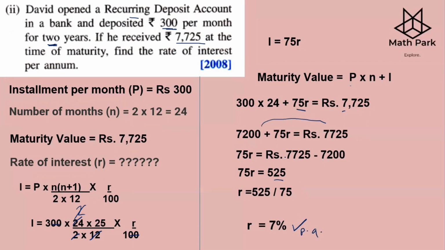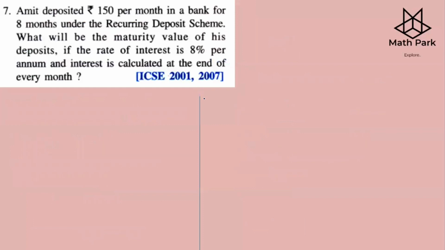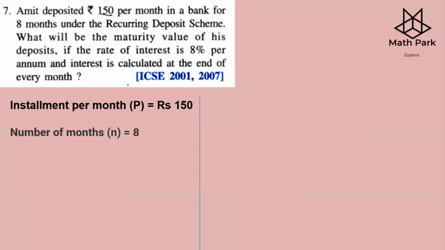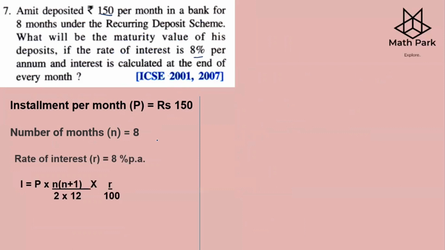Got it? Question number 7. Amit deposited rupees 150 per month in a bank. So let us write installment is rupees 150 for 8 months. So number of months is 8. What will be the maturity value of his deposits? The rate of interest is 8% per annum. And you are asked to calculate the maturity value.